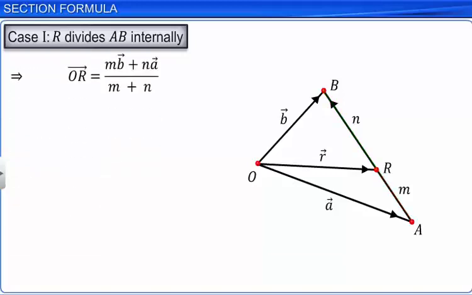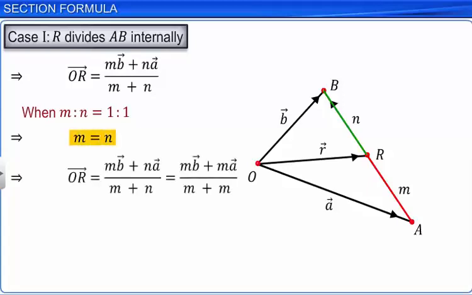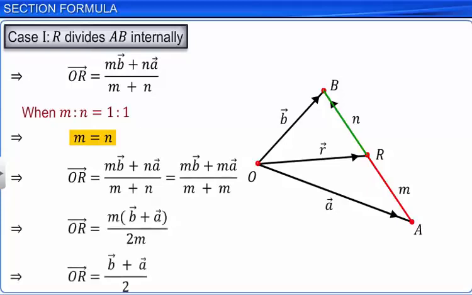Let us see what happens when point R bisects line segment AB. That is, point R lies at the midpoint of line segment AB. Here the ratio m:n is equal to 1:1. That is, m is equal to n. Putting m equal to n in the formula for the position vector of R, we get vector OR is equal to the sum of vectors A and B divided by 2.